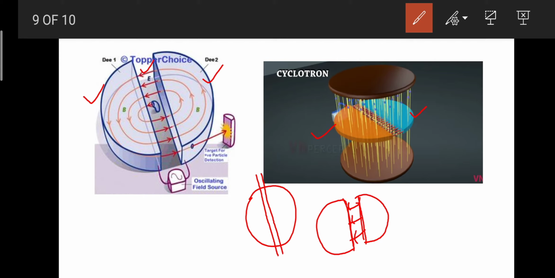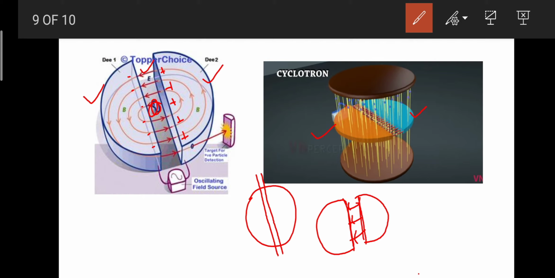Likewise, that means we have a positive plate right here and a negative plate on this side, right? So the direction of the electric field is towards the left side. As you can see, there is a little thing which is placed at this central point.